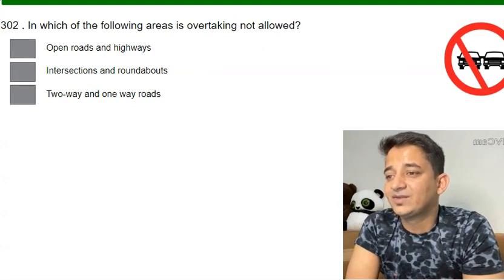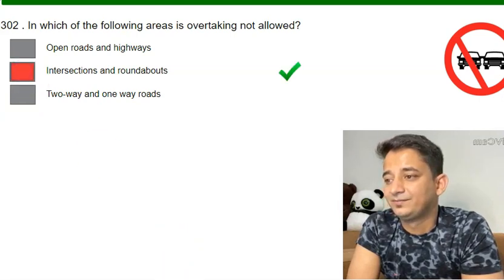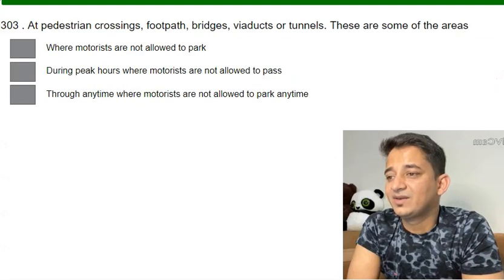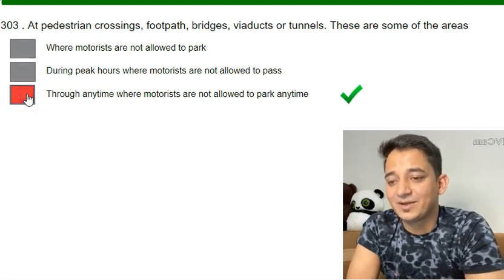In which of the following areas is overtaking not allowed? Open roads and highways, intersection and roundabout, two-way and one-way road. At pedestrian crossing, footpath, bridge, viaduct or tunnel, these are some of the areas where motorists are not allowed to park. During peak hours, first option. Where motorists are not allowed to pass through any time. Where motorists are not allowed to park anytime. So the last one is our right option, C.